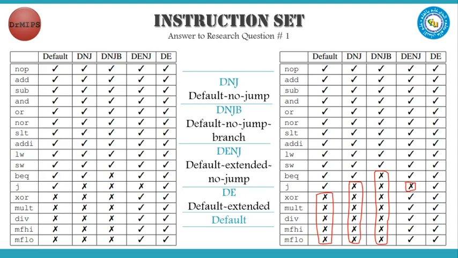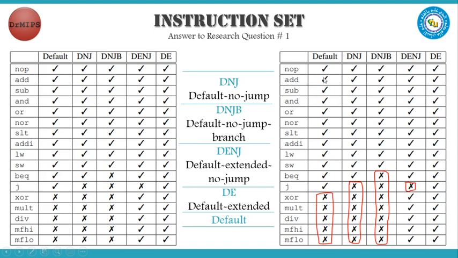The set of instructions that is available in Dr. MIPS simulator, in comparison to all the instruction sets. So here we have the default instruction set, default no jump instruction set, default no jump branch instruction set, default extended no jump, and default extended. Here you can see its abbreviations.